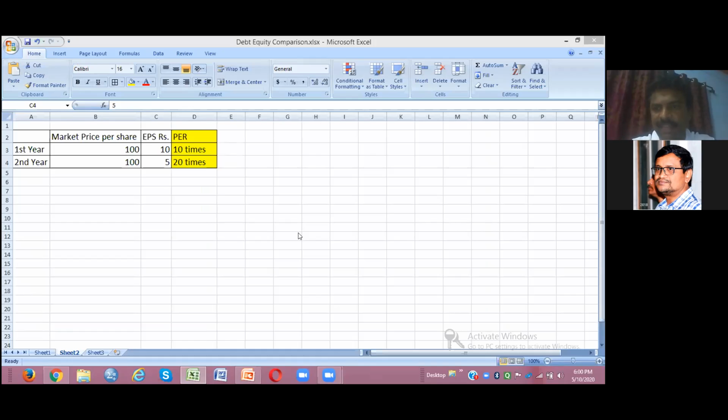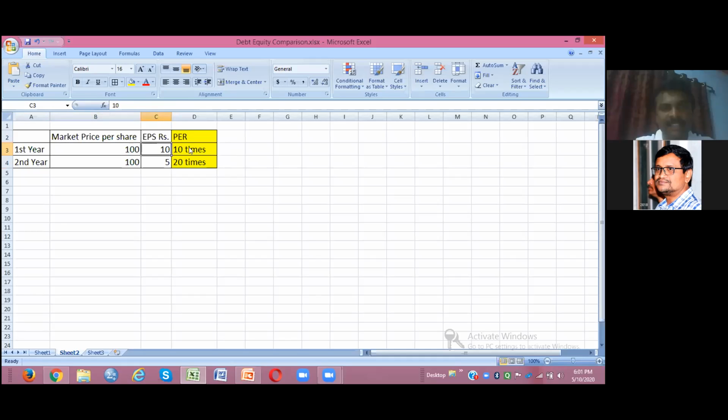Look at this. I gave an example of the P ratio increased from 10 times to 20 times from first year to second year. Let's look at the intricacies of the increase in the P ratio. First year, the EPS was rupees 10, hence the P ratio was 10 times, because the formula is very simple: market price per share divided by EPS. So 100 upon 10 is equal to 10 times.